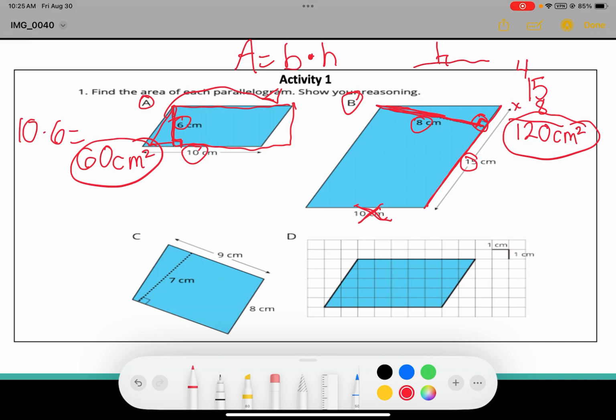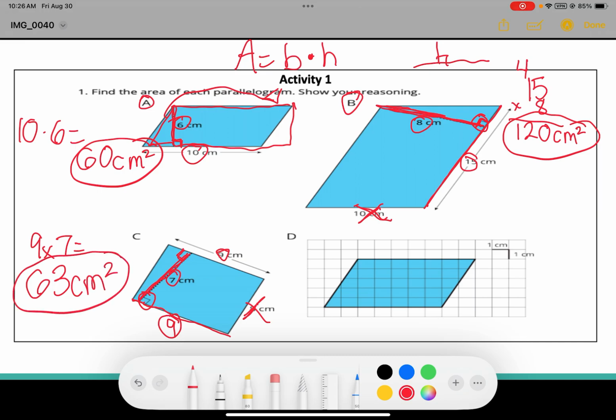So for C, again, I'm looking for this right angle. So I see the right angle there. I notice if this is a right angle, then the opposite side will also be a right angle. Okay, so if this side is 9, then this side is also 9. So I could look at it here. Okay, I see 9 and this dotted line form a right angle with each other. So that means 9 is our base and the dotted line is our height, 7. 8 is not our base or height because there's no right angle connected to the 8. So I'm going to multiply 9 times 7. You can use your finger trick, multiplying by 9s. And 9 times 7 is 63, so 63 centimeters squared.